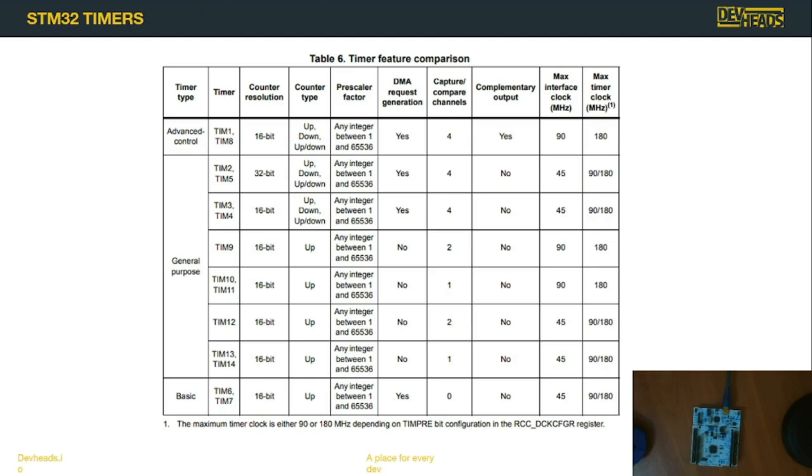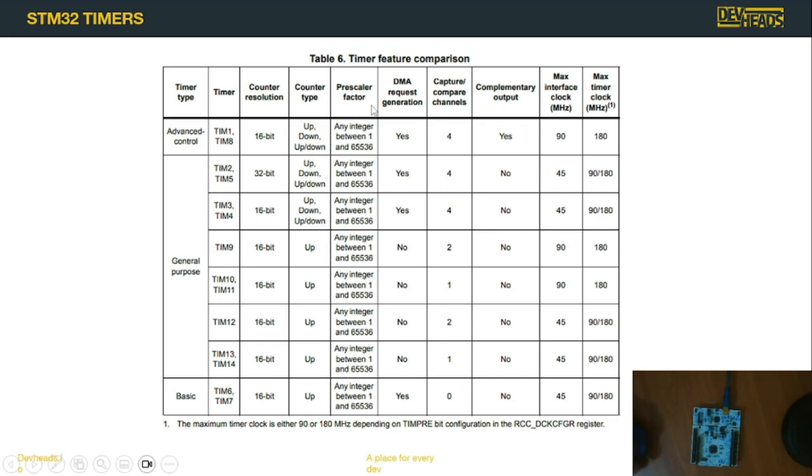So you have different types of timers in our STM32 F446. We have basic timers, general purpose timers, and advanced timers. For the basic timers, you can see that the counter resolution is 16-bit. We also have general purpose timers having 16-bit, but timer 2 and timer 5 have the highest counter resolution, which is 32-bit. And the counter type can be up, down, or up-down depending on your project.